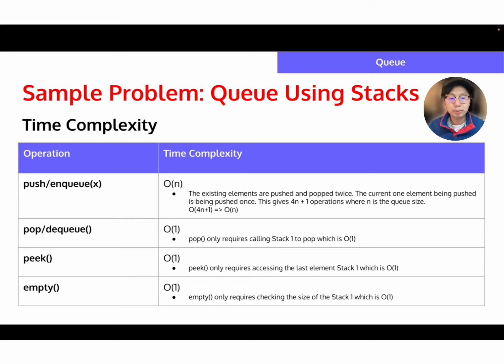Otherwise, all other operations, including pop or dequeue, peek, and empty, all have O of 1, or constant runtime.